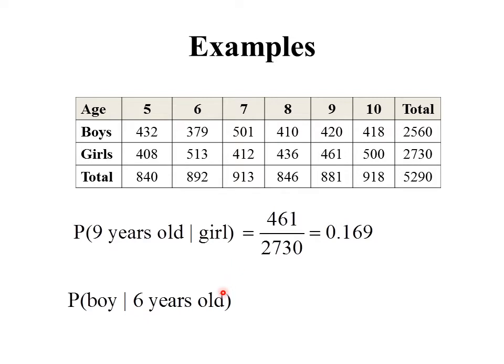Given that we know the child is 6 years old, that means we're dealing with really only these 892 students that are 6 years old. So that number is going to become our denominator. The numerator is the number of children who are 6 years old and a boy, which is 379. Divide those two numbers and we get our probability, 0.4249. To summarize, to calculate these conditional probabilities, the denominator comes from the second part of the probability, and the numerator comes from a combination of the first part and the second part.